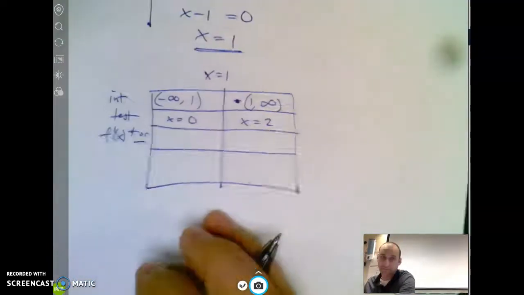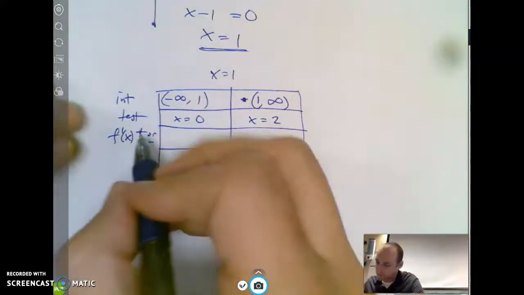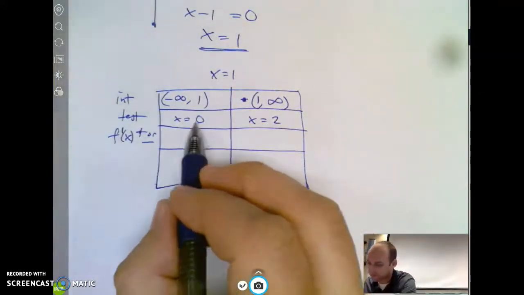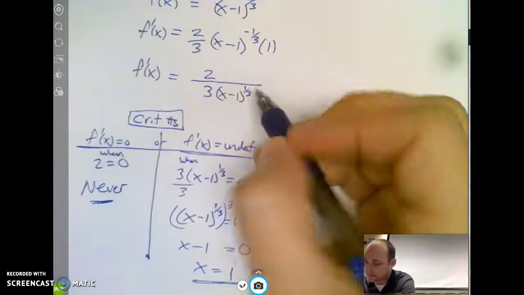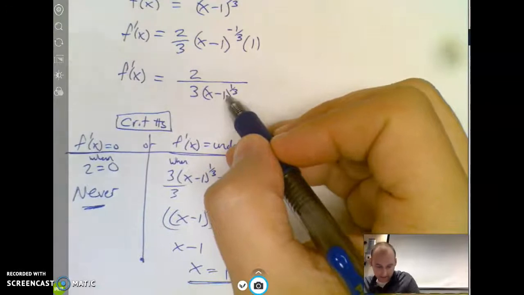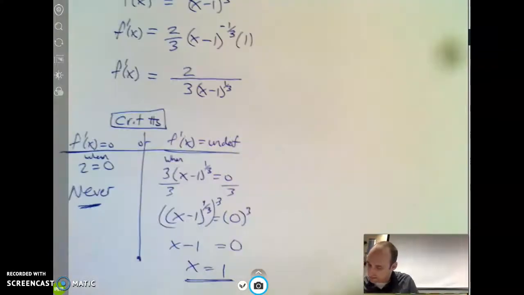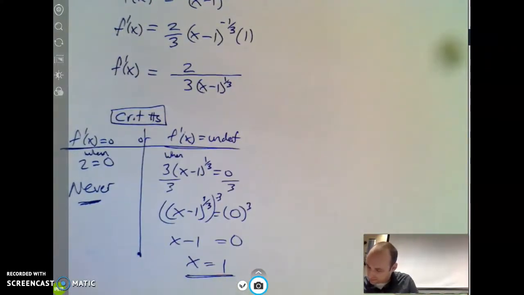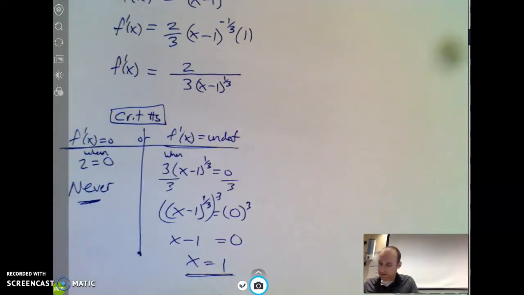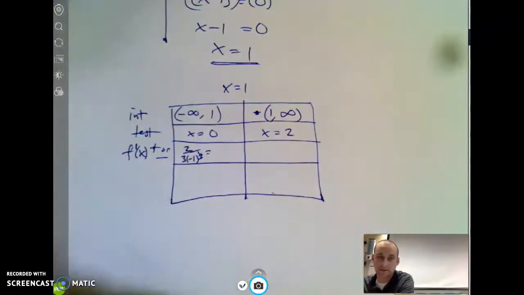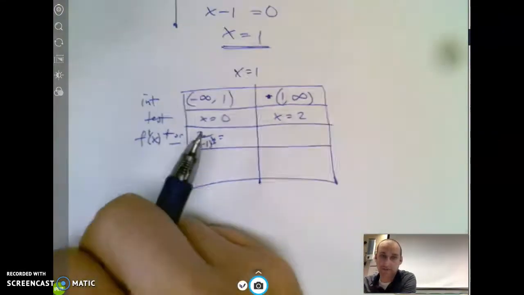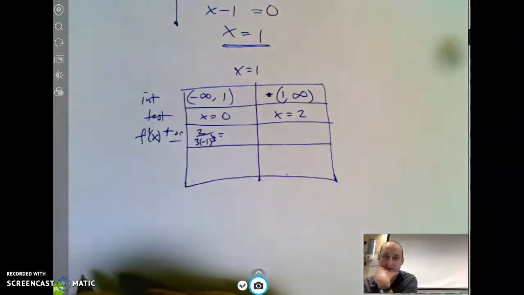And then I want to test them in the f prime of x to see if it's positive or negative. So I want to know is my derivative, not my f, is my derivative positive or negative when I put a 0 in? So I want to go back up here and put a 0 in, right? So when you put a 0 in here, you're going to have 2 over 3 times negative 1 to the 1/3. That makes you wonder what happens when you take negative 1. Oops, you can't even see what I just did. Oh my gosh. Oh well. Catch up. Pause it here. I was just writing off screen. My bad.